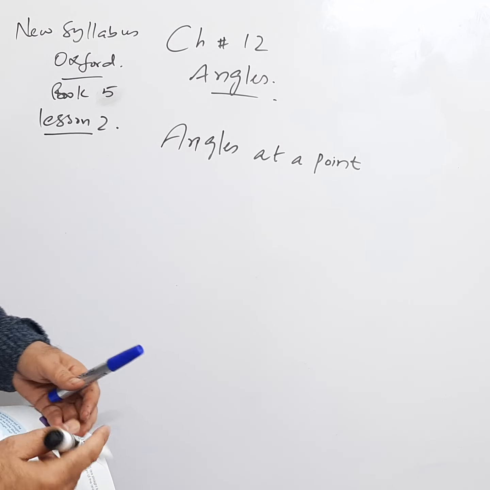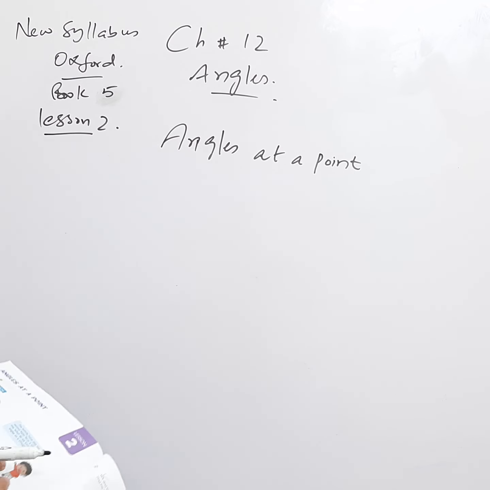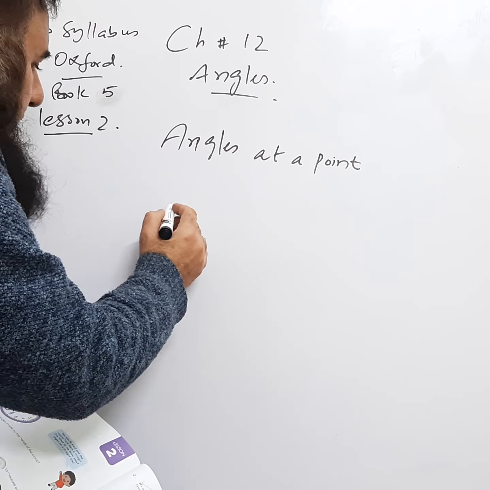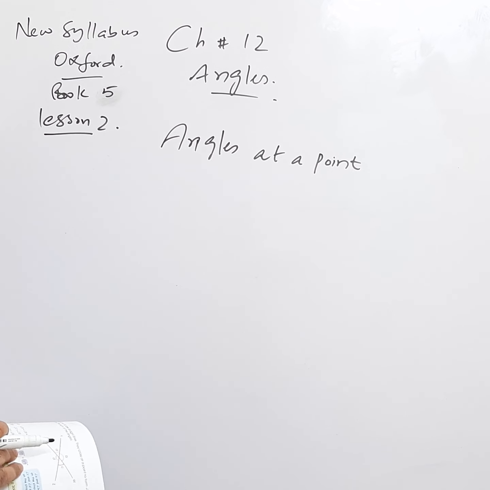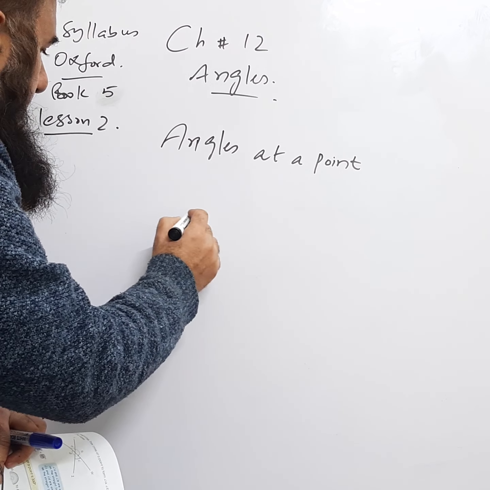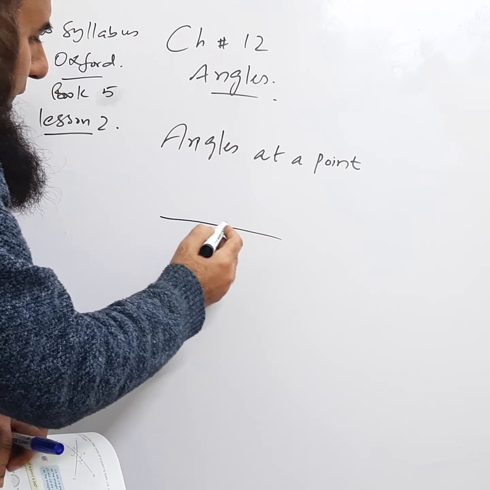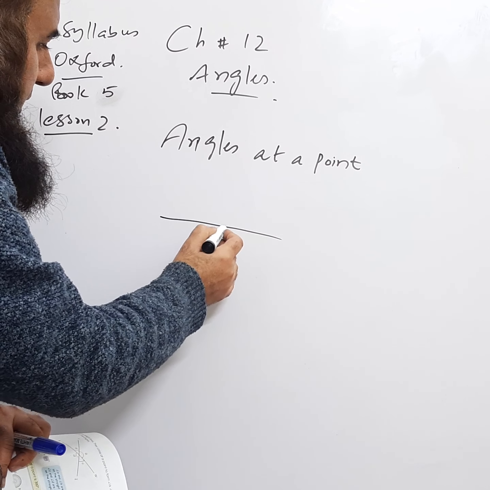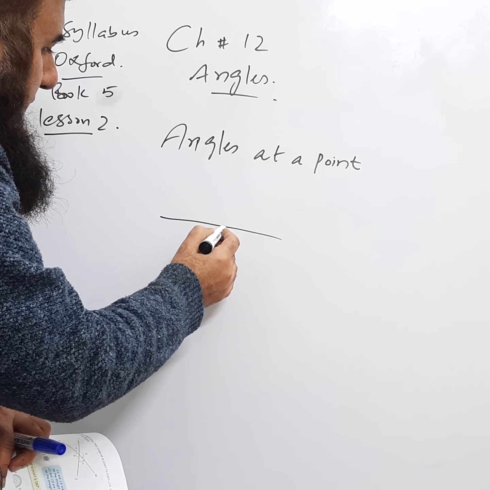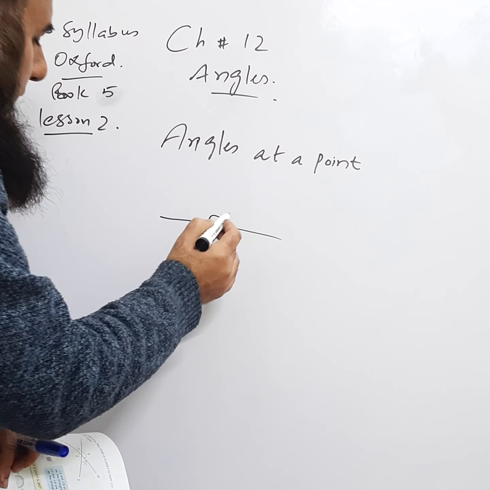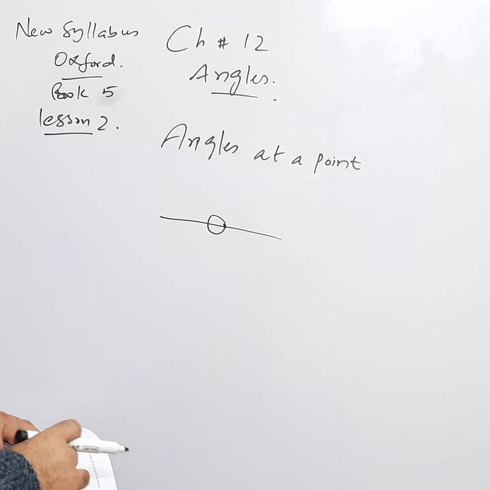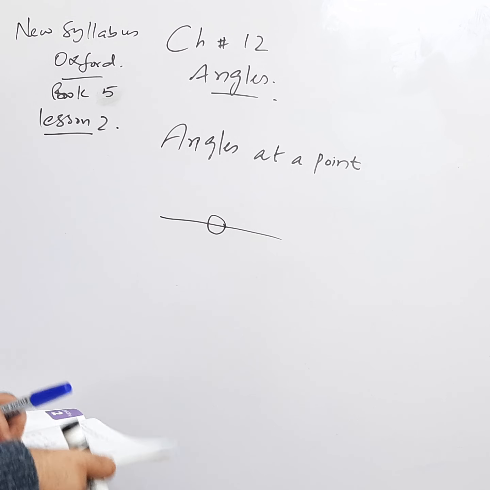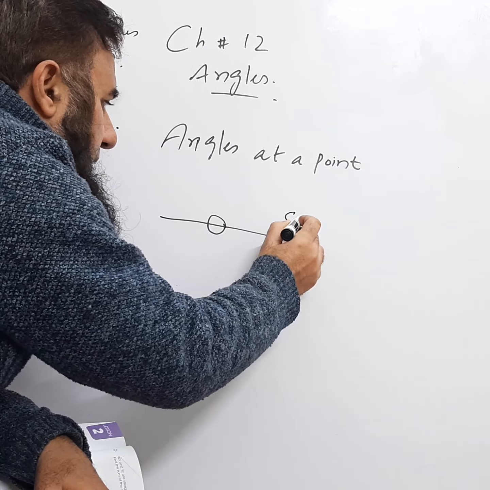You need to understand what is the meaning of angle at a point. Angle at a point means that anywhere, if this is the point, we need to make a circle. This circle is the angle at a point. Angle at a point is equal to a complete circle.